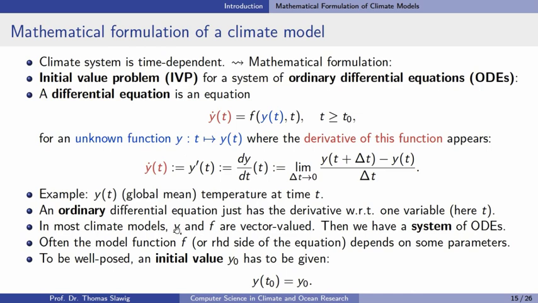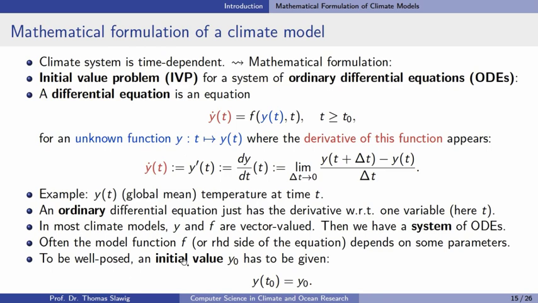And what we always need, maybe in most climate models, we have vector-valued functions. So we're not in the simple case where I'm looking for global mean temperature at time t, and I have just one value, y of t, one scalar function. But if I'm talking about spatially distributed things, or I want to compute temperature and pressure in the air, then I have two variables, and then we have vector-valued functions y that we're looking for, and a vector-valued right-hand side f. Then we call this a system of ODEs. And the model function or the right-hand side might depend on additional parameters.